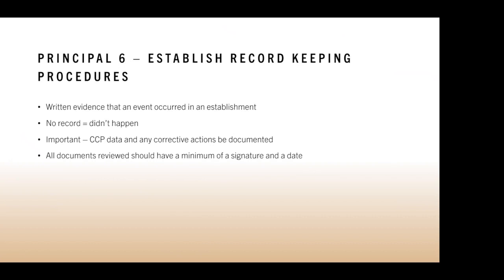The next principle of HACCP, Principle 6, is establishing record-keeping procedures. Records are written evidence that an event occurred at an establishment. The way HACCP works is if a data point is not written down, there is no certainty that that data point actually happened. Many non-compliances are written due to missing records in a HACCP system, and if bad enough, product recalls can occur based on missing records. The big point here is that record keeping is incredibly vital to a HACCP and food safety system.